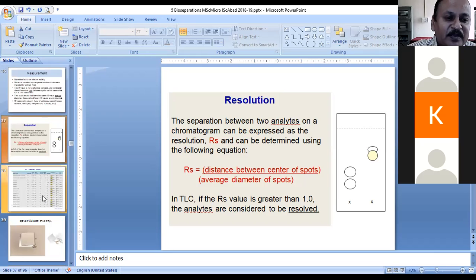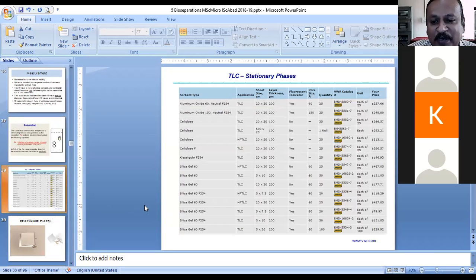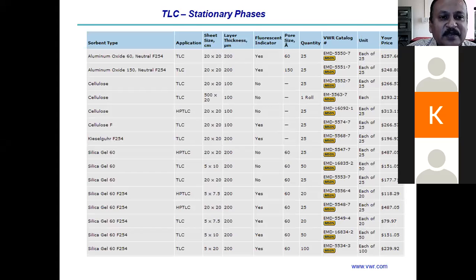Okay, then we go to the next slide. I don't know whether the font is clear to you. I'll try to increase the slide size. Can you see it now? You don't have to learn everything here by heart. This is just an example.